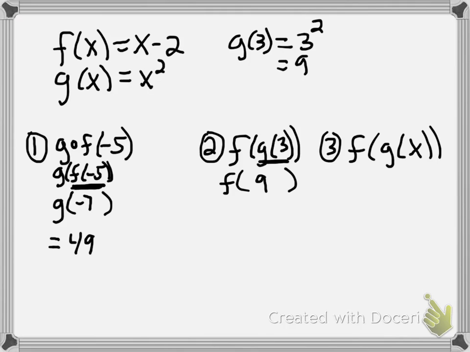So now, in my f function, I'm going to plug in a 9 for x. If I plug in a 9 for x, I get 9 minus 2, which is 7. So that means the final answer for this one is just 7.